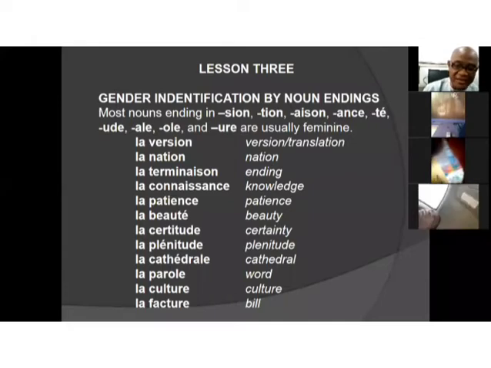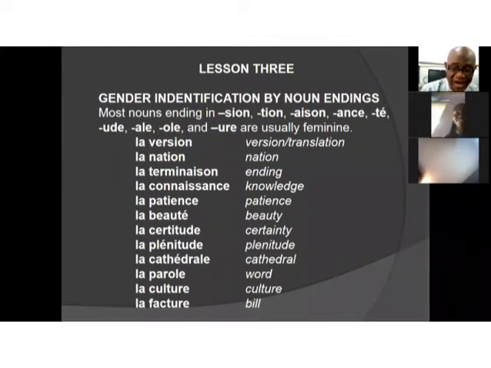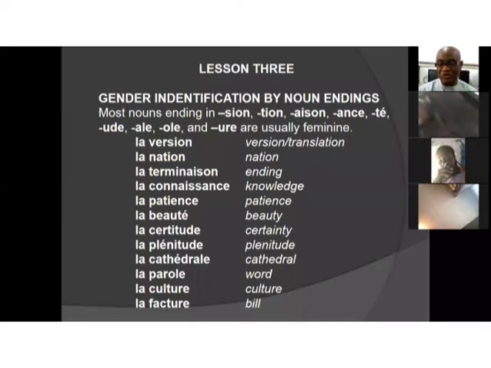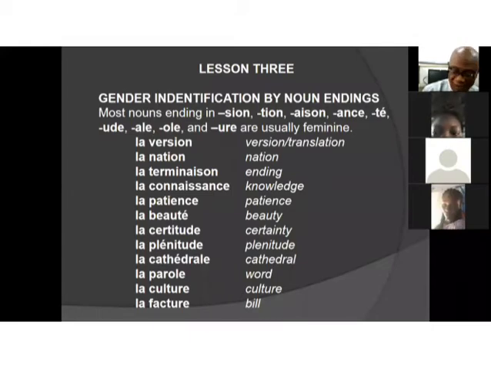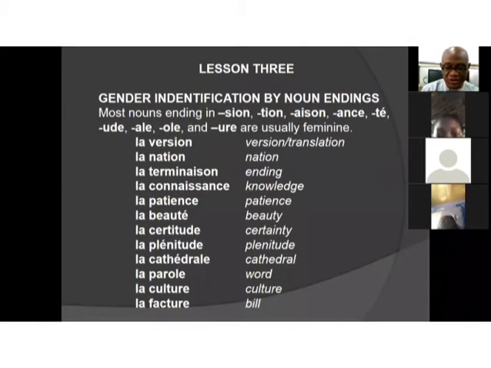Then you have words that end in T-U-D-E. You have la multitude, la certitude, la plénitude, la attitude, your attitude. There are many. So these are all examples. Then you have words that end in T-U-R-E. La culture, l'agriculture, la nature, la facture. They are generally feminine. So you have these examples of methods that you use to identify the gender of nouns.